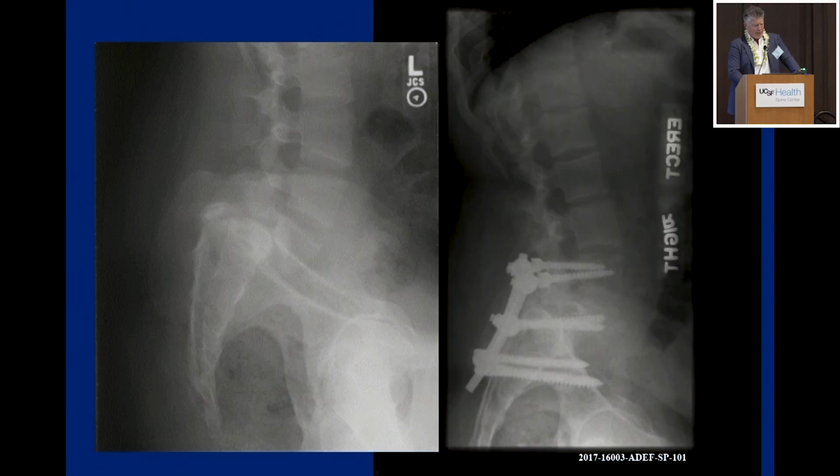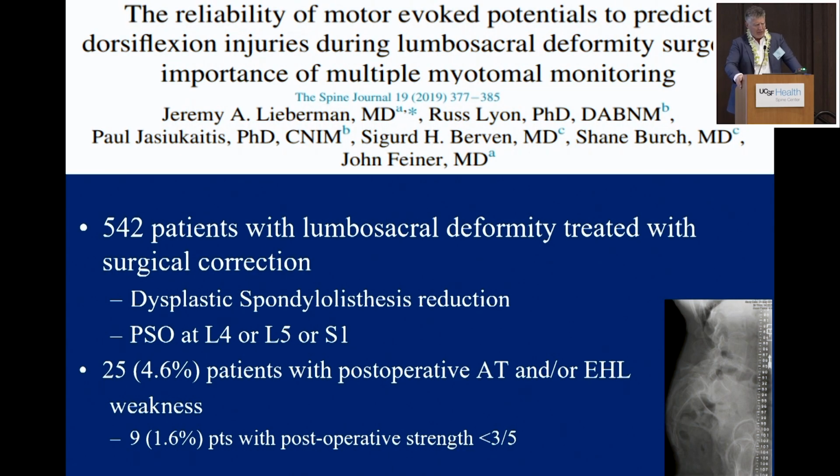So we looked at this as well at UCSF, and this was led by our spine anesthesiology staff. We've been very lucky to have a specific team of anesthesiologists, Jeremy Lieberman and John Feiner, in the past when this was done. And we looked at over 500 cases of patients with lumbosacral deformity. So they either had an L4, L5, or an S1 PSO, or they had a dysplastic spondylolisthesis.